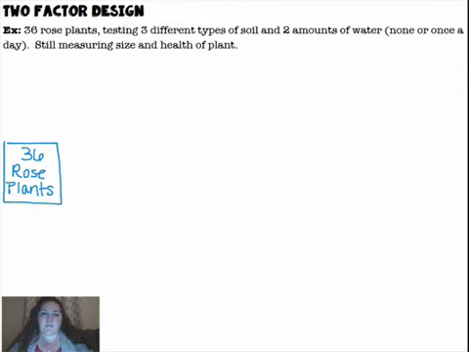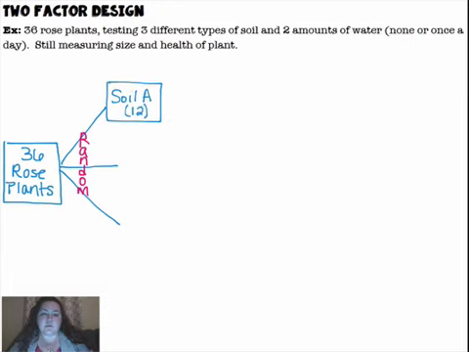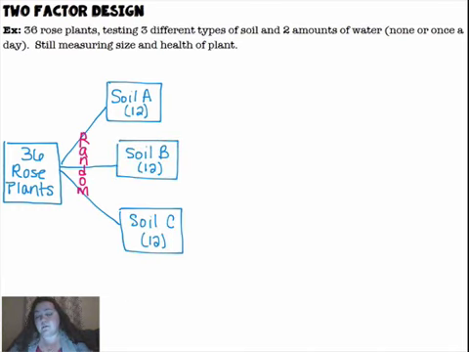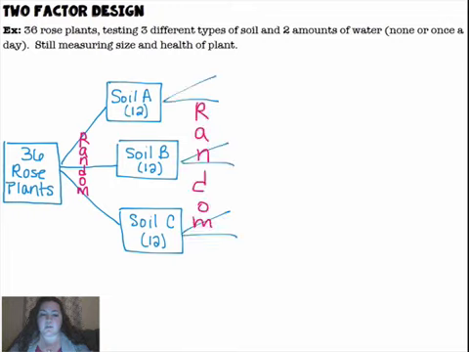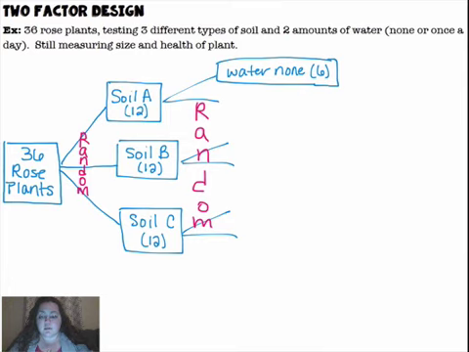So I have 36 rose plants, and I'm going to randomly assign them to 3 different types of soil. Soil A, I'll have 12 in that group. Soil B, I'll have 12 in that group. And soil C, I'll also have 12 in that group. Then, out of the 12 in soil A, I'm going to randomly assign them to either get no water or water once a day. So, water, none, would be 6 of them. And water once a day would be 6 of them.